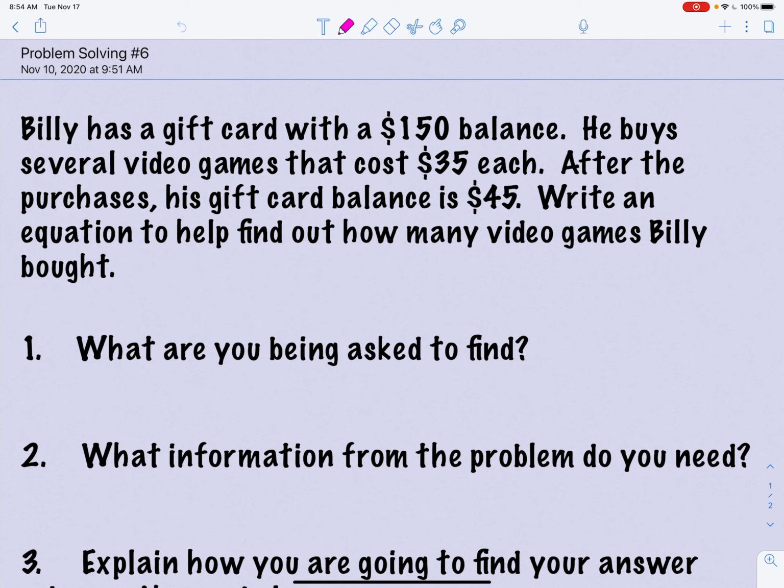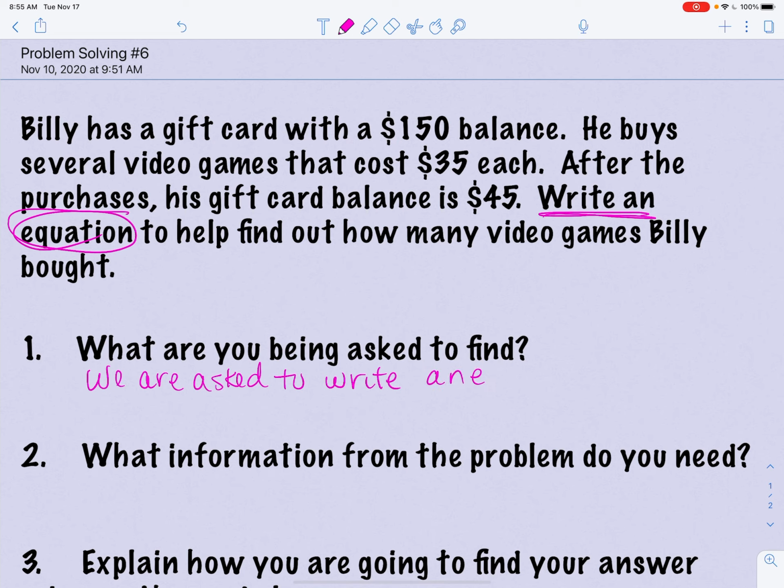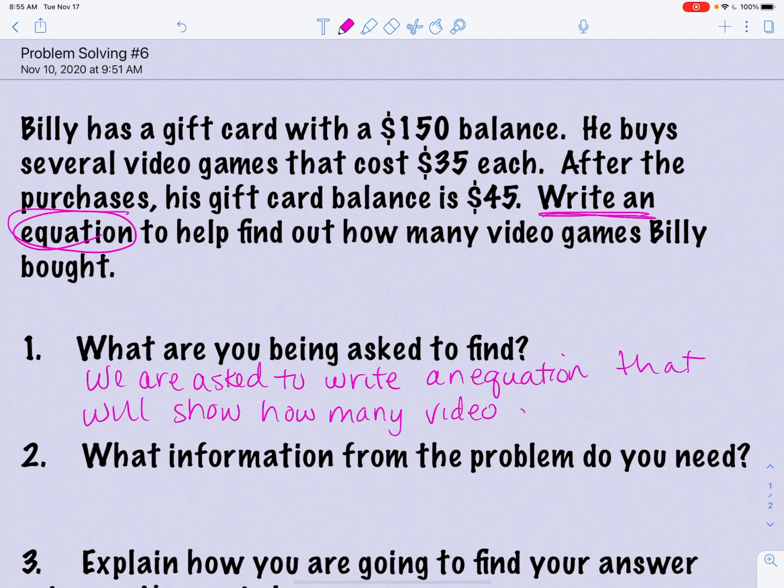So, the first thing I'm going to do is write down what we are being asked to find out. This one is actually asking for an equation. So we are asked to write an equation that will show how many video games Billy bought.